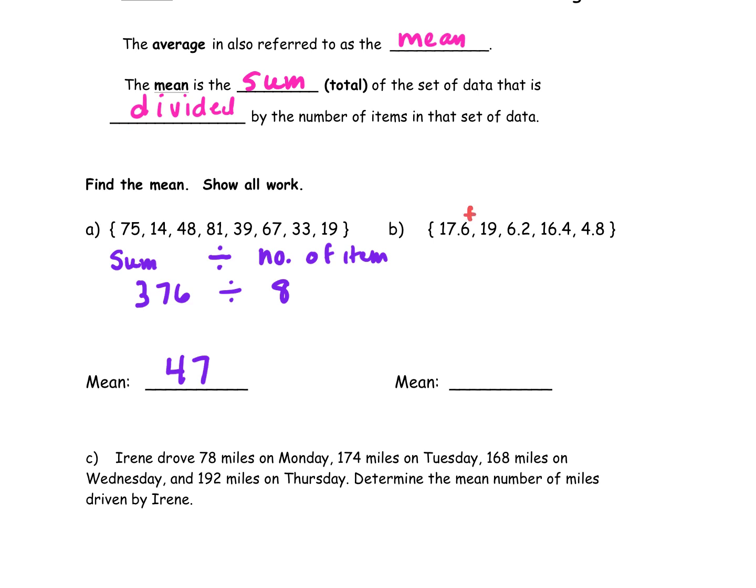So after adding all of these numbers, the sum, or the total, is 64. And we're then going to divide that total by the number of data items. And in this case, we're going to divide by 5. And the mean is 12 and 8/10.